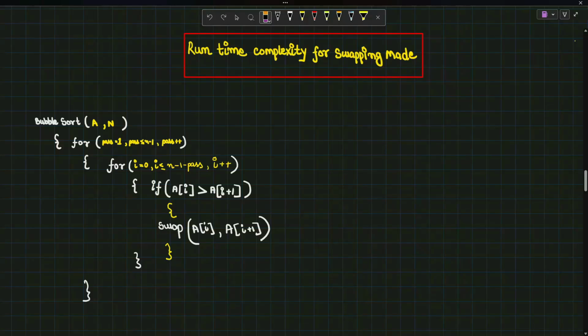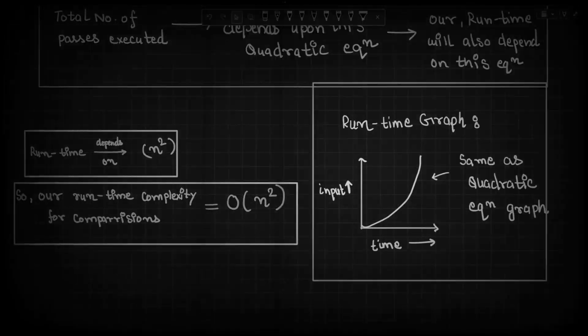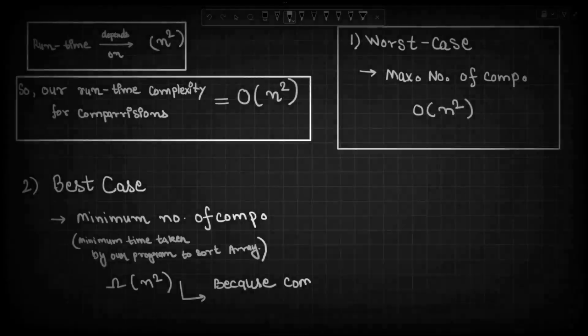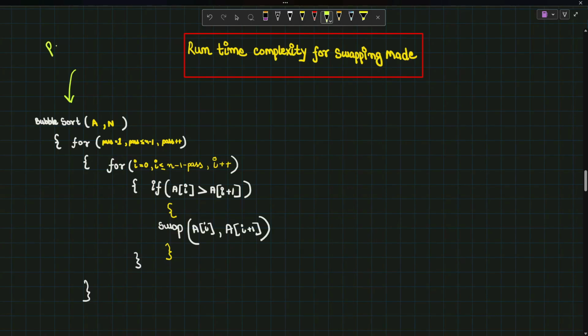Welcome back. In today's video, we are going to learn about the running time complexities for swapping made in the bubble sort algorithm. Before starting, please watch my previous video about the running time complexity for comparisons made, so that you guys can connect the dots. So let's start. This is our pseudocode here.